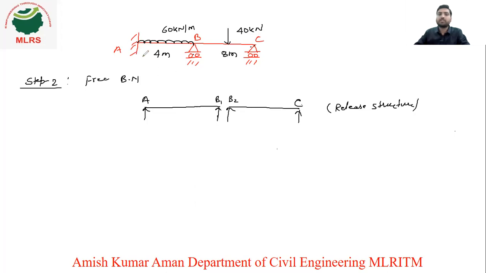Whatever the type of support is there, just remove it and make it a simply supported beam, right? So I converted these two spans into simply supported beams. Now over this, what type of load is this? UDL. So what is the formula for bending moment? If I talk about MAB, I am talking about A to B. What is the formula for finding bending moment if the UDL is there on a simply supported beam? That is WL square upon 8, right? So it will be 60 into 4 square upon 8. It will give you 120 kilonewton meter.